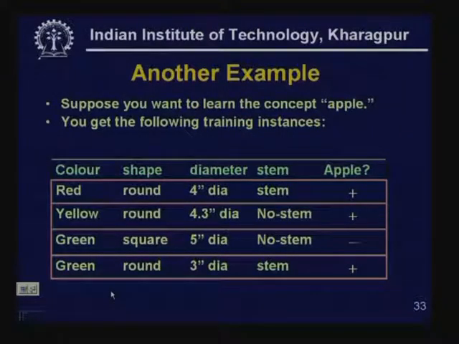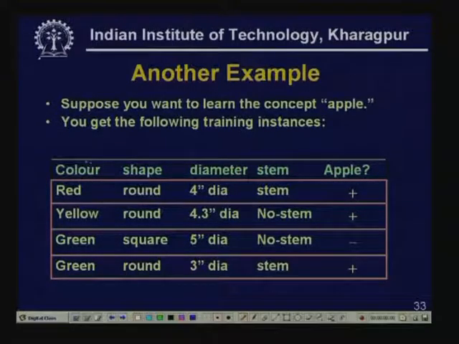Another example: suppose you want to learn the concept of an apple, whether an object is an apple or not. You are given some training examples. These are the features that you are given. For every object, you know the color, shape, the diameter, whether it has a stem, and then it is labeled whether the object is an apple or not an apple. And you have got 4 examples.